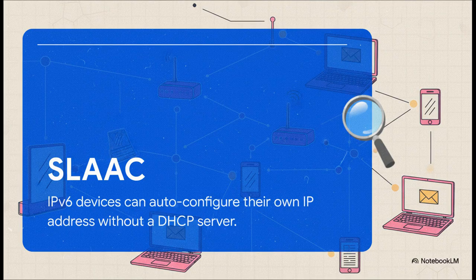IPv6 also brings some powerful new tools to the table, like something called SLAAC. This basically lets your devices figure out their own IP address without even needing a server to hand one out. The device just listens for a message from the router to find out what network neighborhood it's in, and then it generates the rest of its own unique address. It's just a smarter, more decentralized way to get online.